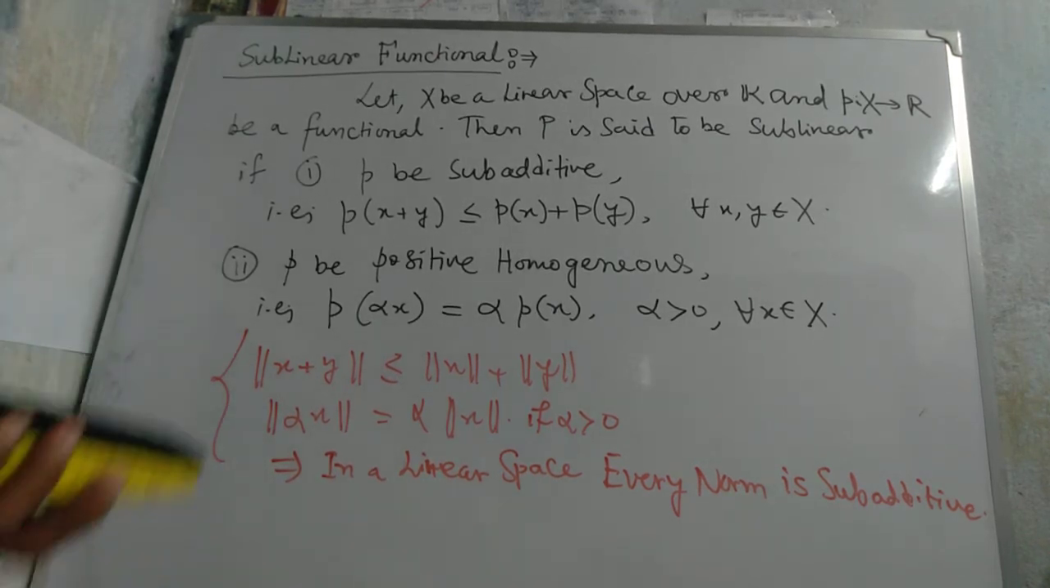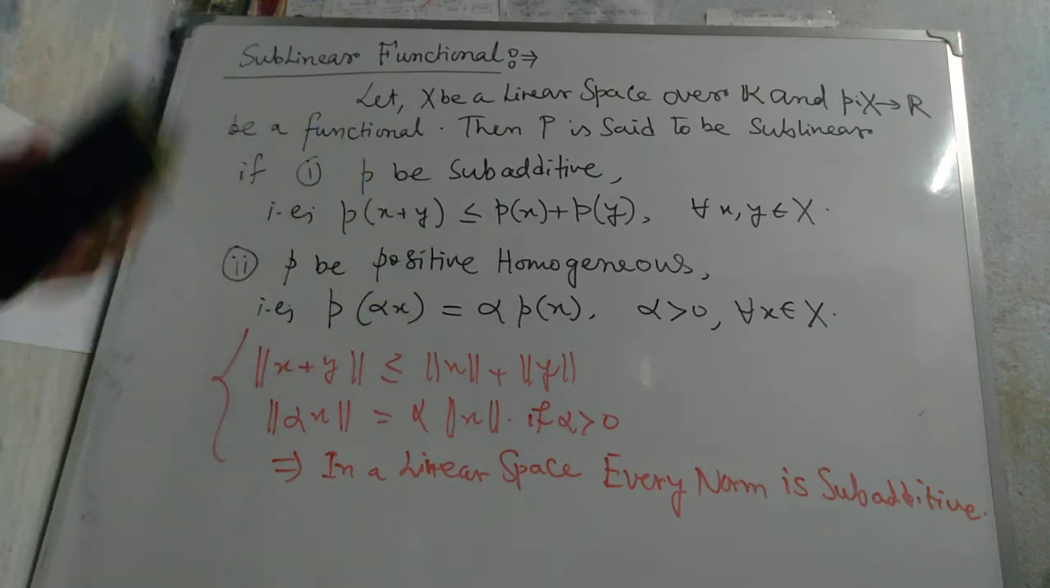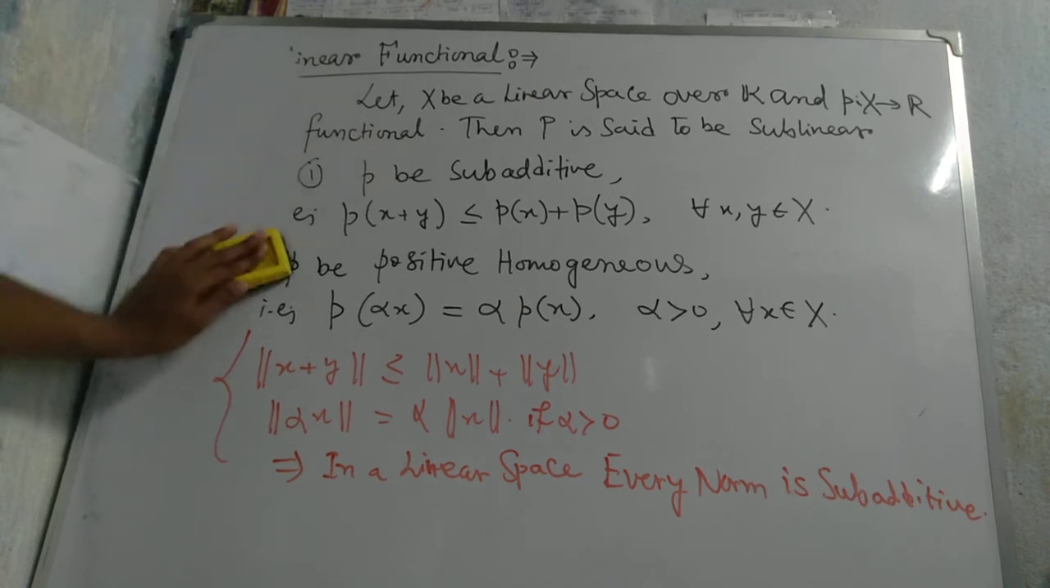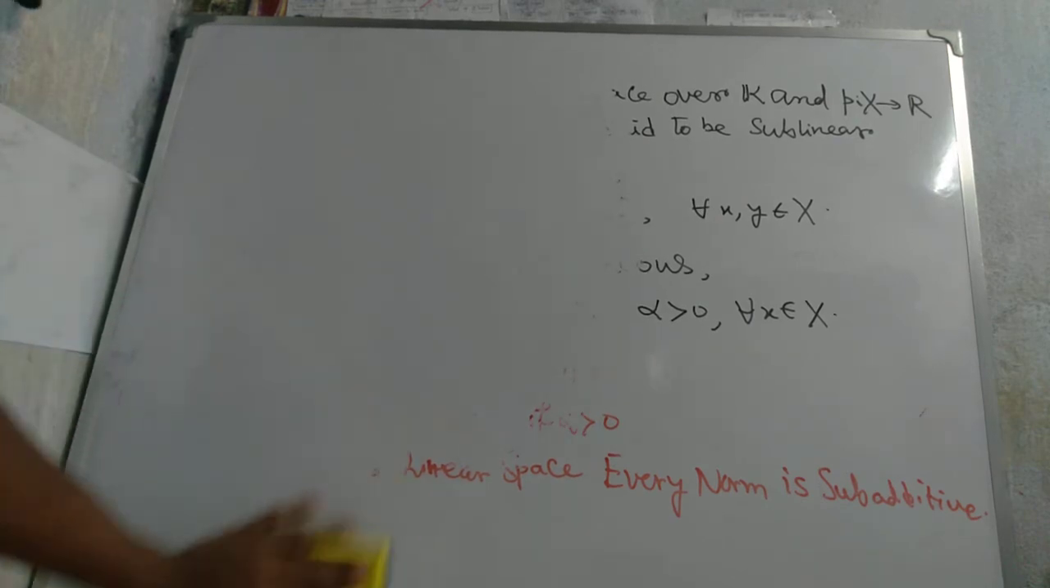Next we discuss partial order relation. This is one example of a subadditive functional. Next we erase this portion and go on to further discussion about partial order relation, or partially ordered set.